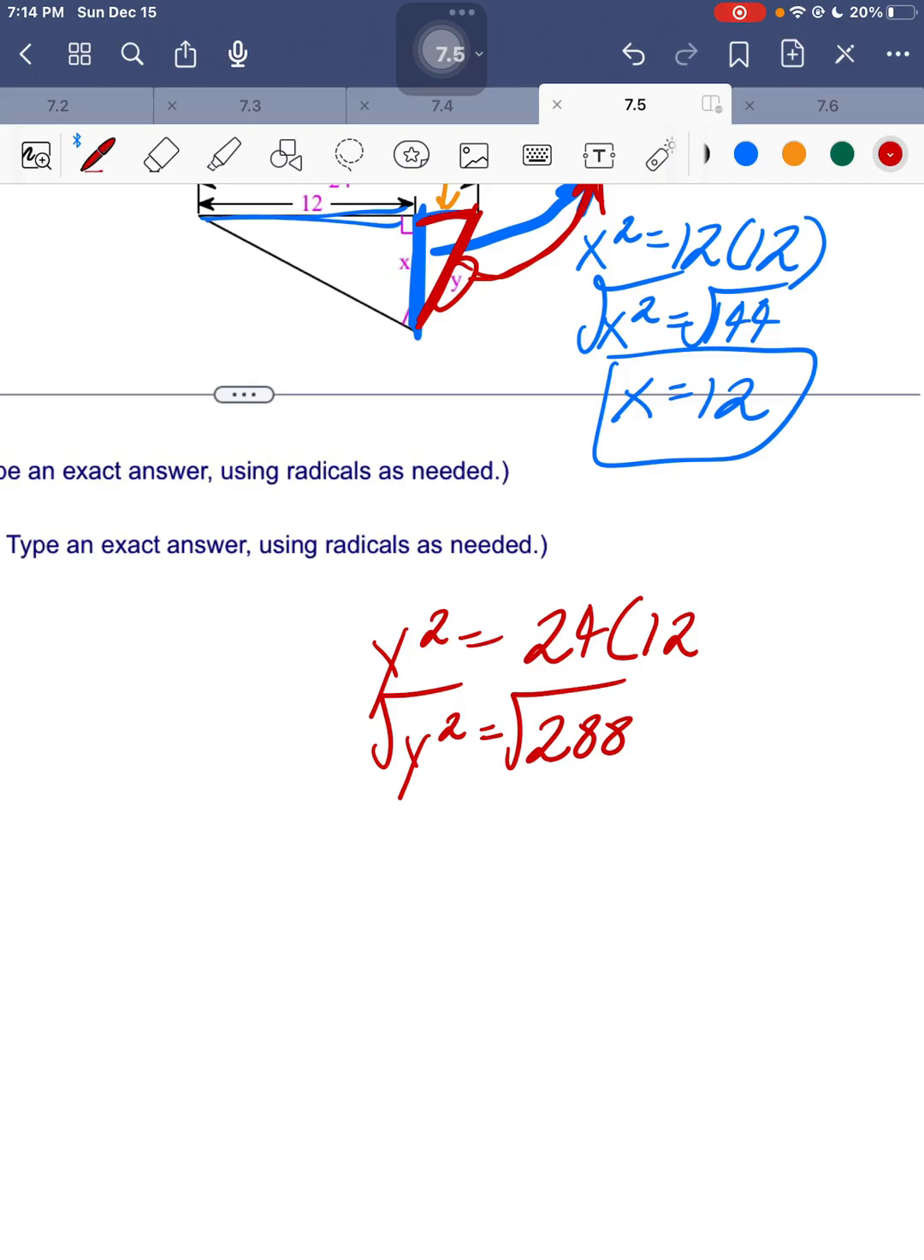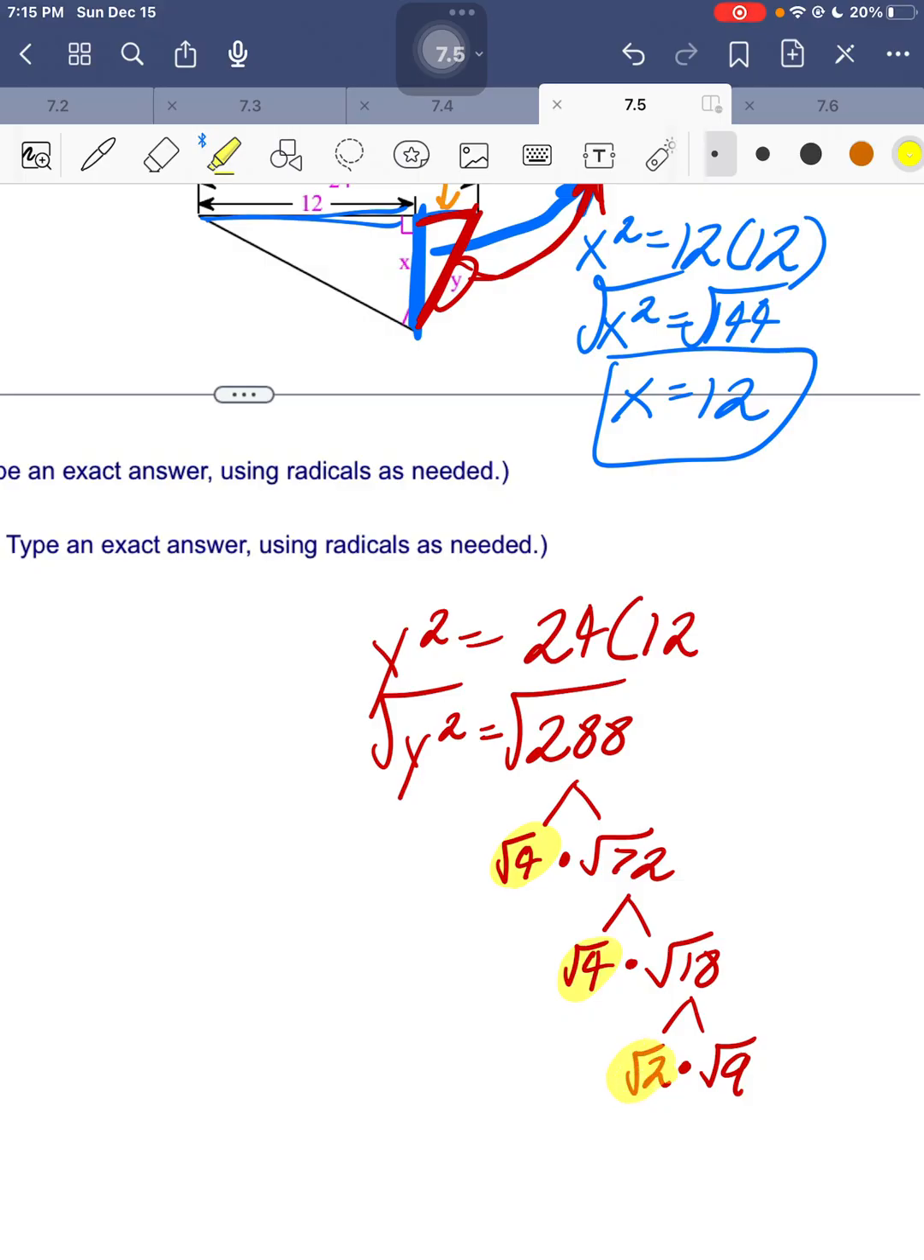So square root. I know 288, is it a perfect square? I don't believe so. Nope, so that means we're going to have to break it down. So we can break this down to square root of 4 times square root of 72. Now this square root of 72, we can break it down even more. What's 72 divided by 4 is 18, so square root of 4 times square root of 18. The square root of 18 can be square root of 2 times square root of 9. And now all of these are perfect squares, so I can already take them out.